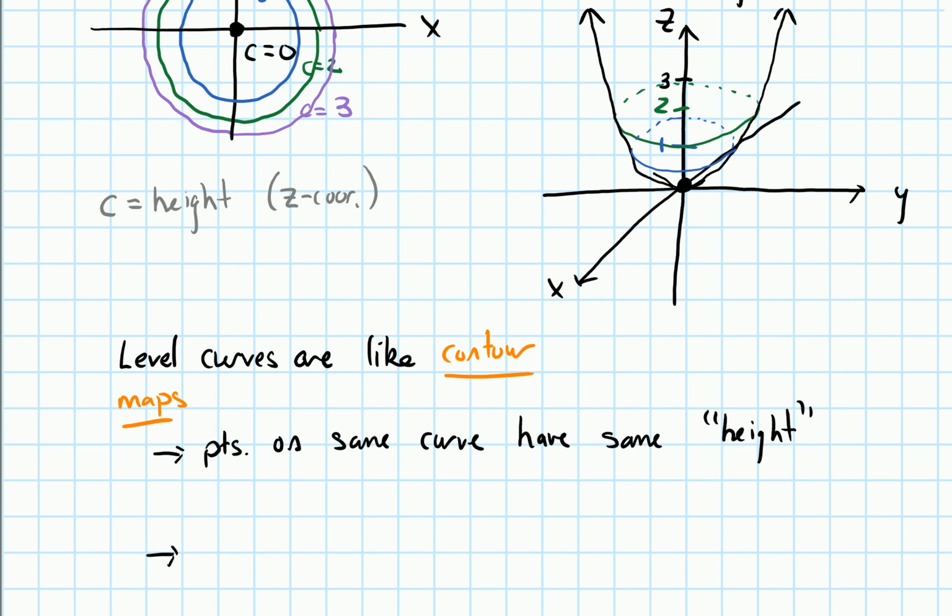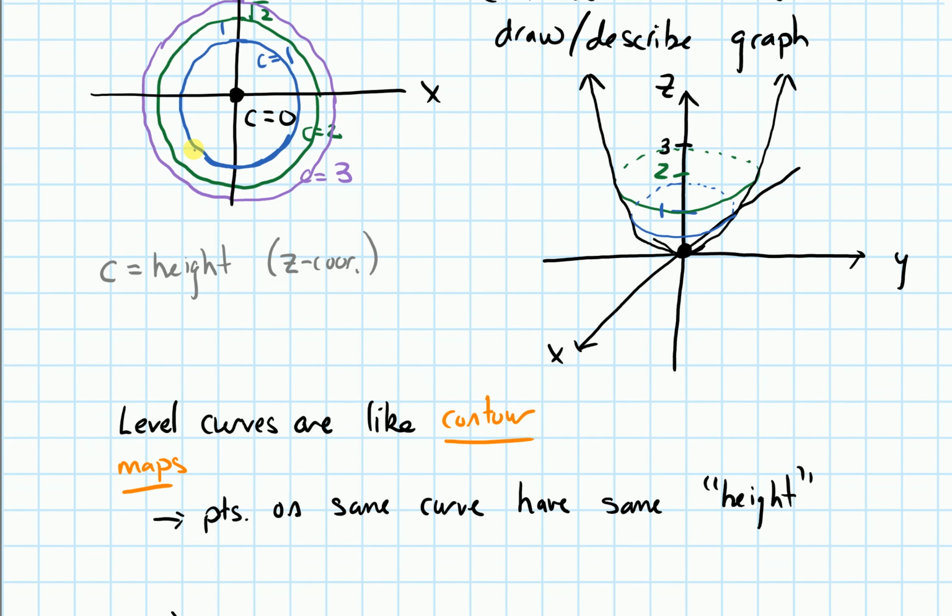So for example, all the points on this blue curve here, the blue curve corresponded to c equals 1, every single point on this blue circle has a height of 1. And I saw that in the 3D picture. All of these points on the blue circle all had a height of 1. They were 1 unit above the xy plane.